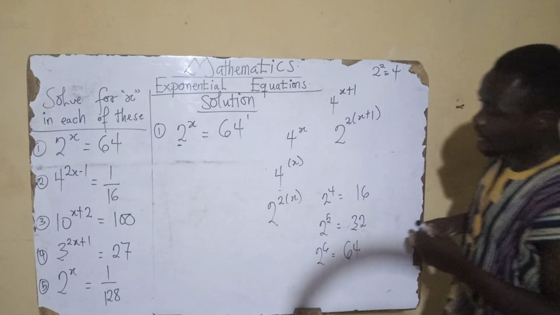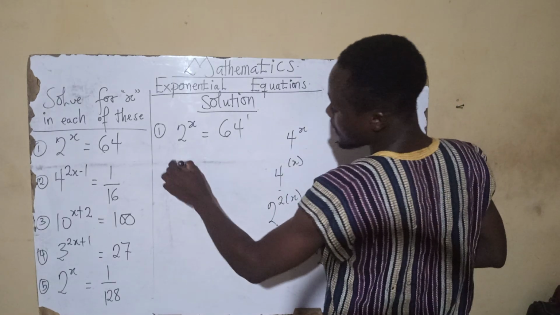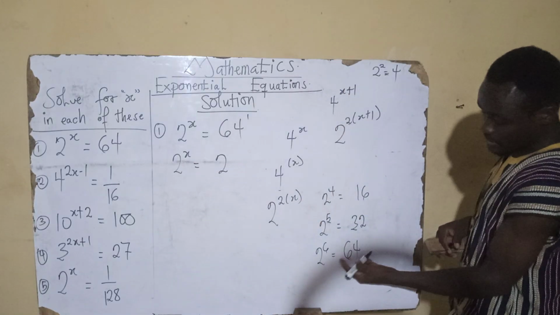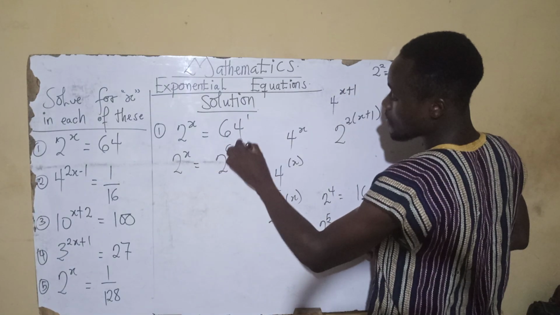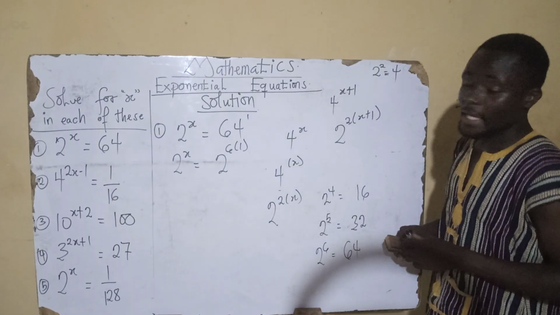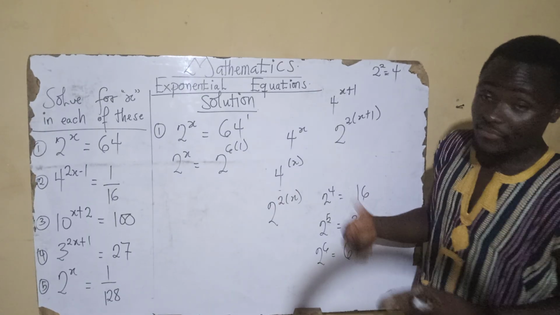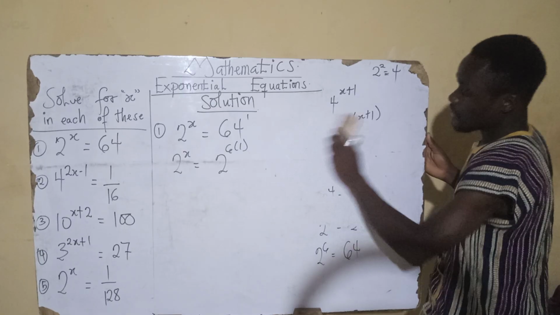So please take note. Here too I can rewrite this as 2 power 2, which is giving me 2 power 6 multiplying the old exponent. So the new exponent will come and multiply the old exponent. Please, I believe you are following. Very good. So let's continue.